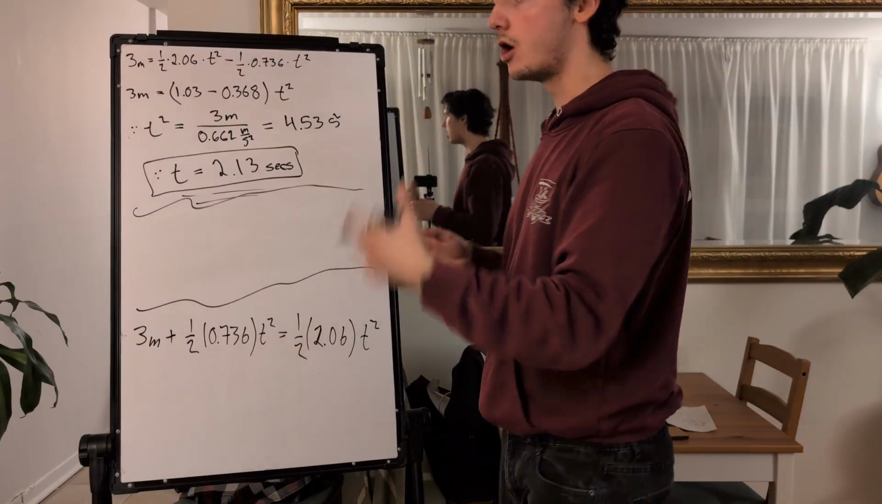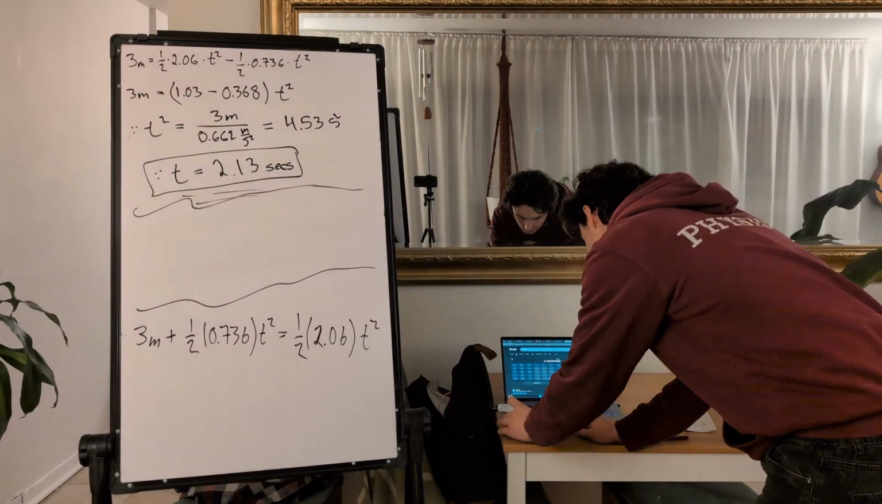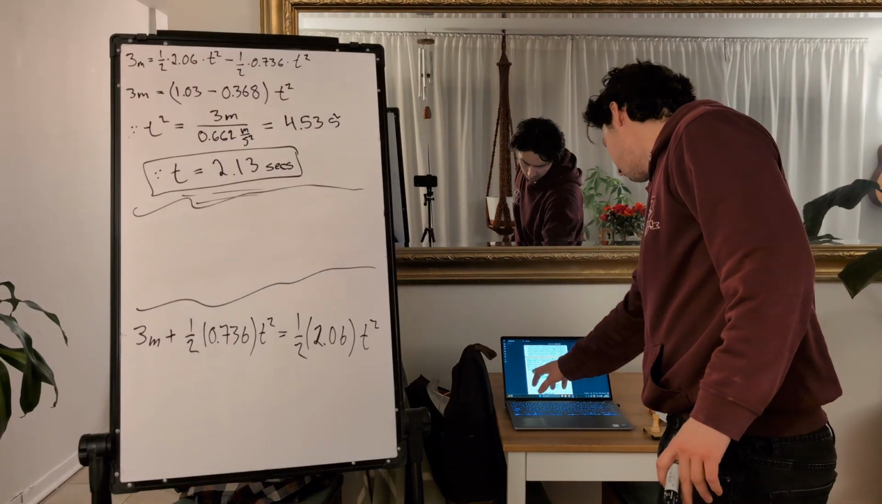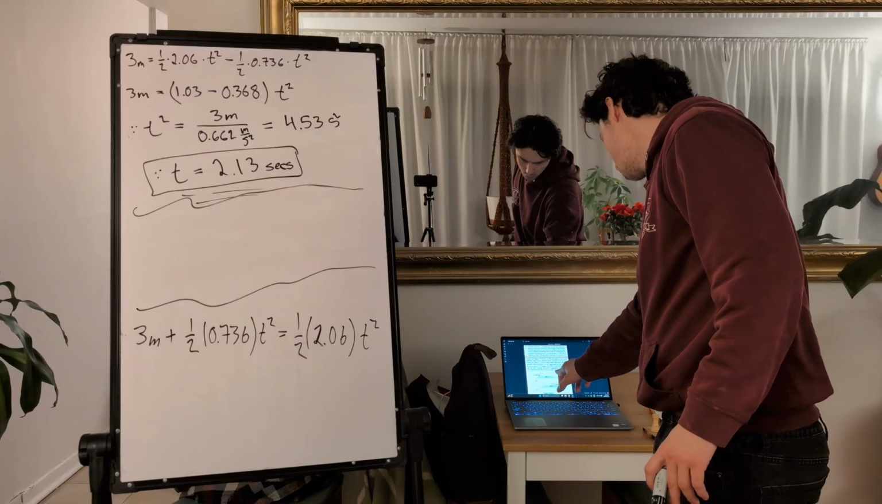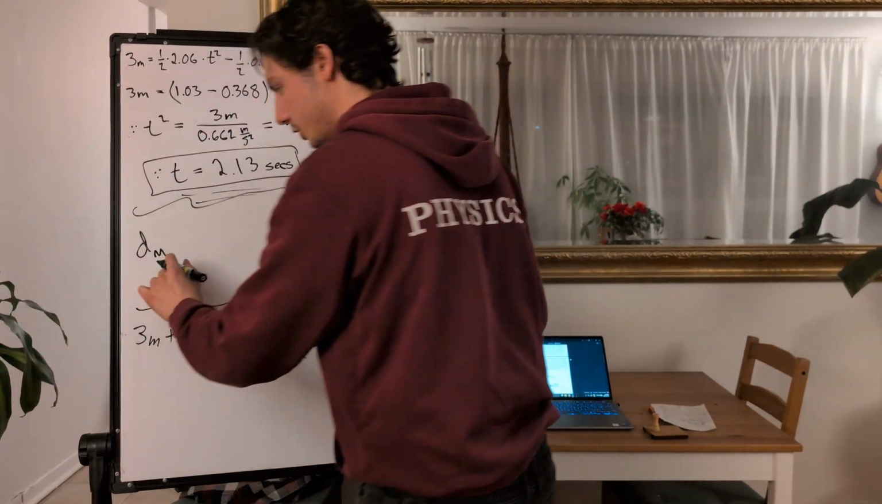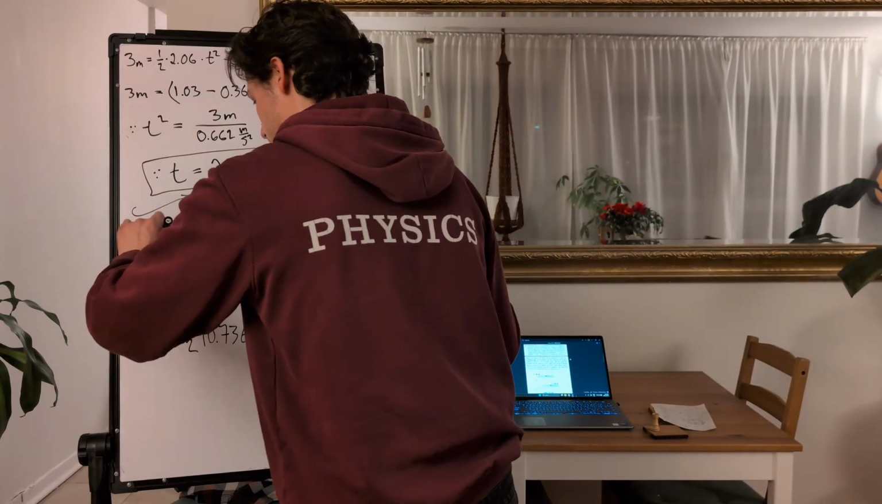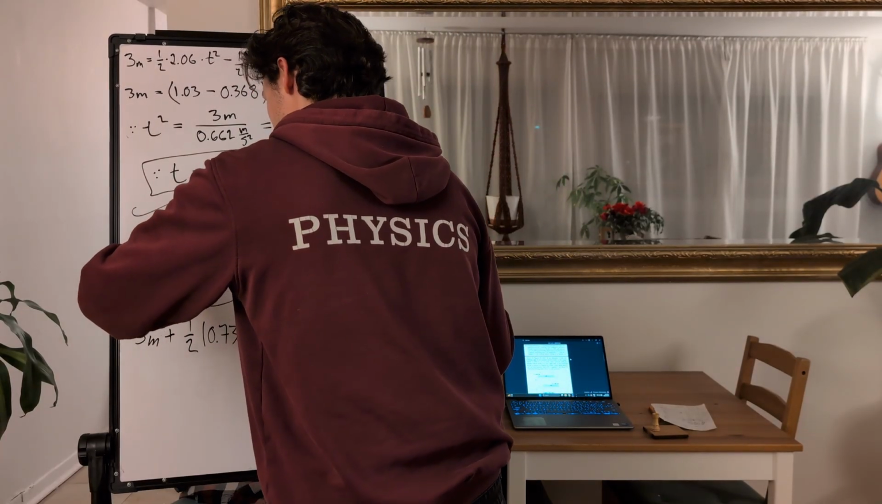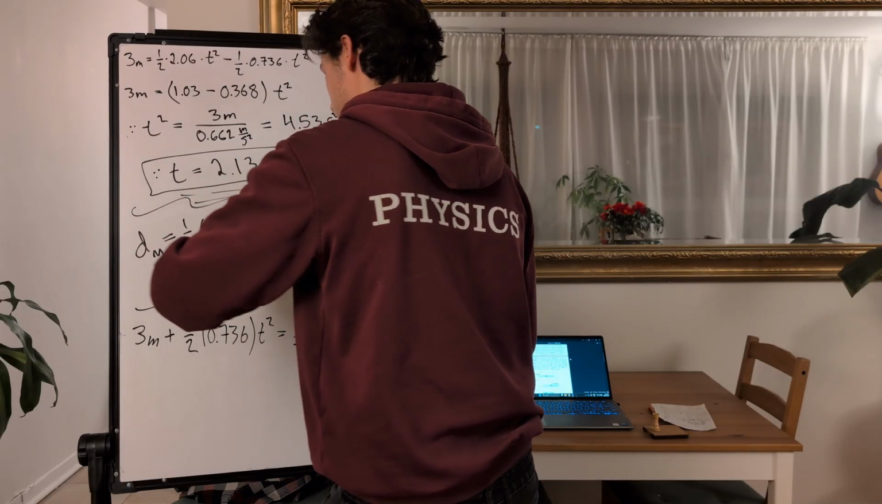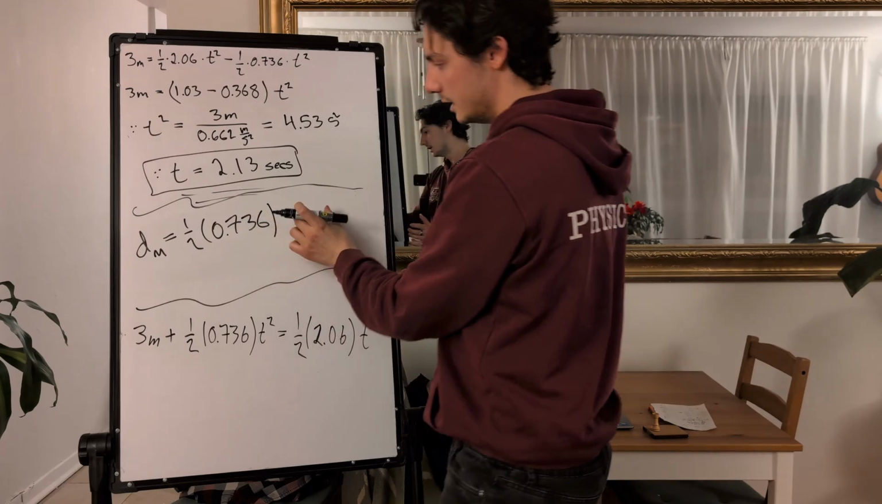So it says, let me actually read it out. It says, how far does the 8 kilogram block move in the process? So we found the equation for the position of the big block. It was just 1/2 times its acceleration, which was 0.736, and then times t squared.